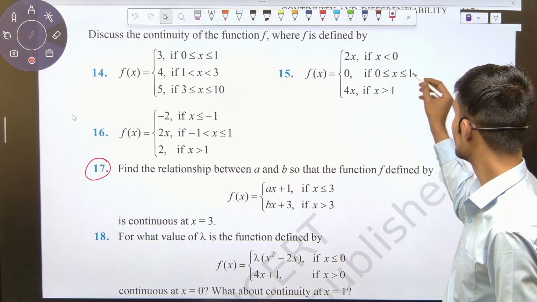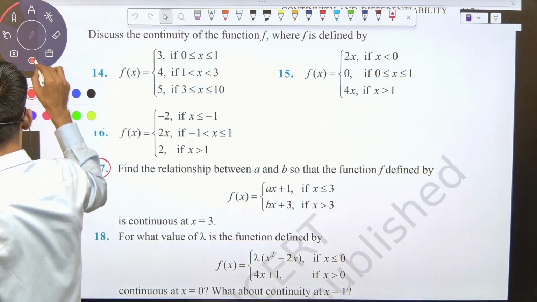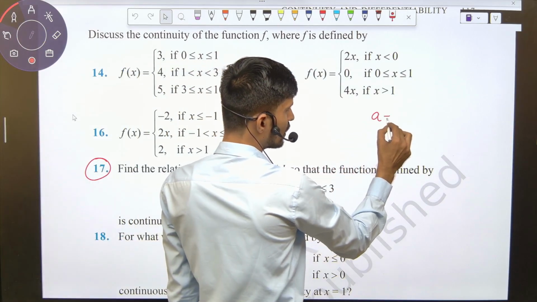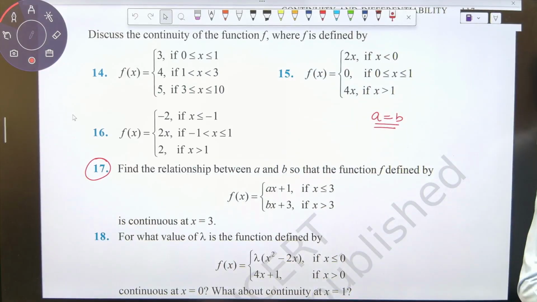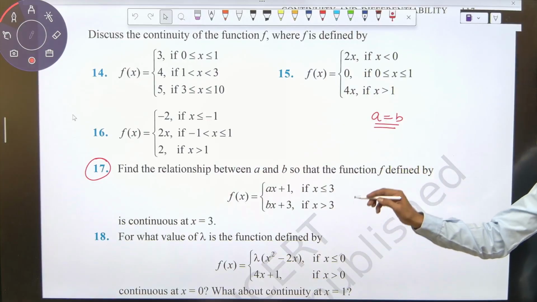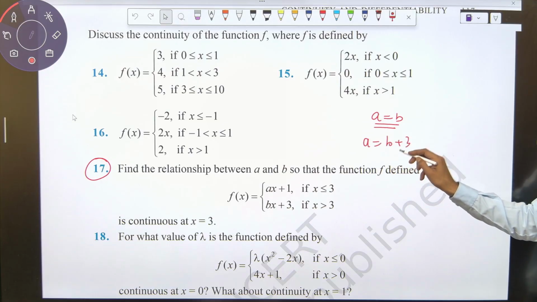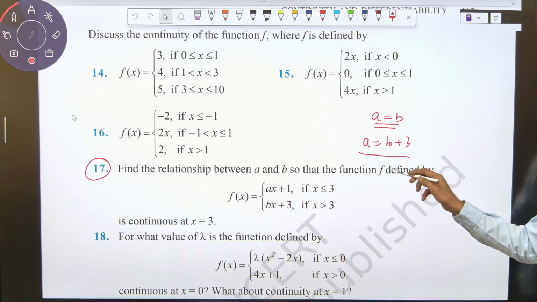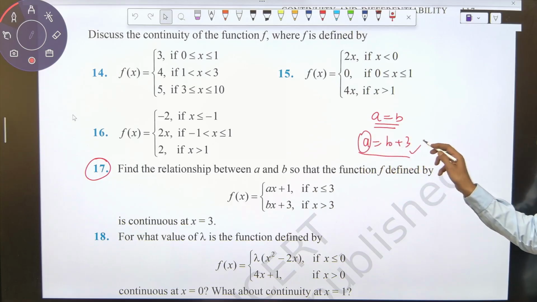So when I'm writing here A is equals to B, what is the relation between A and B? Both are equal. If I'm writing A is equals to B plus 3, what is the relation between A and B? A is 3 more than B.